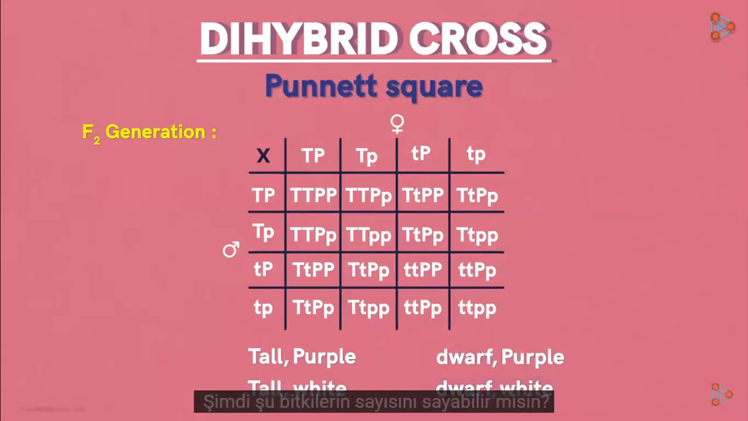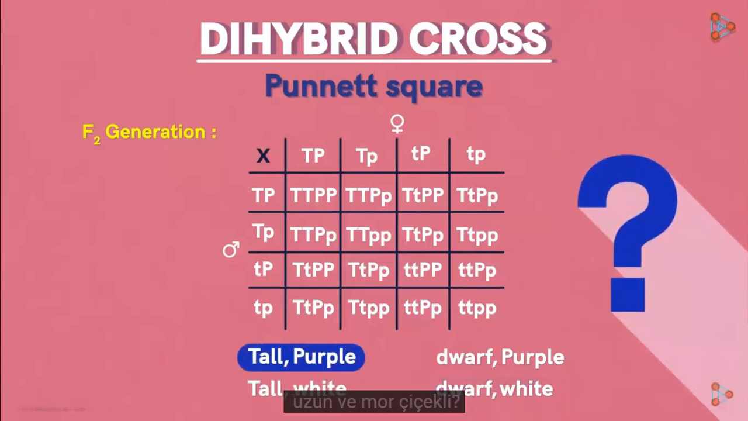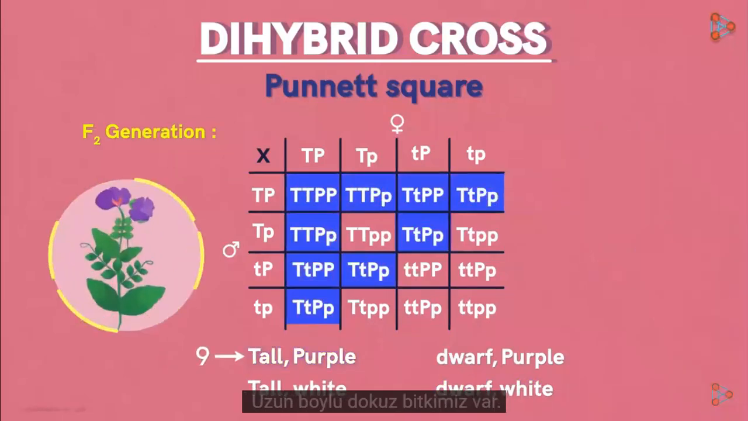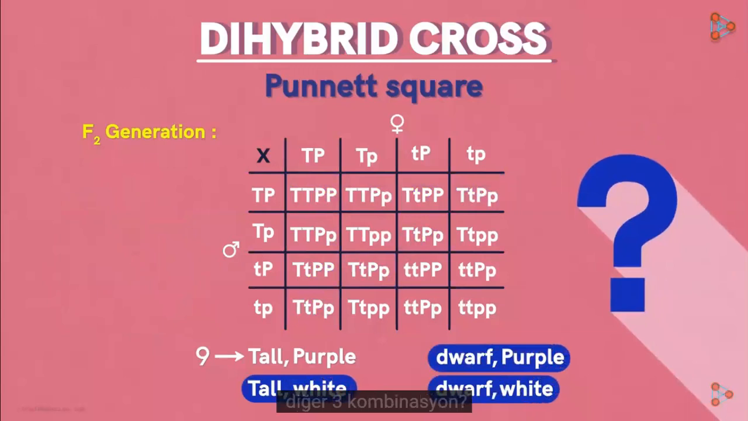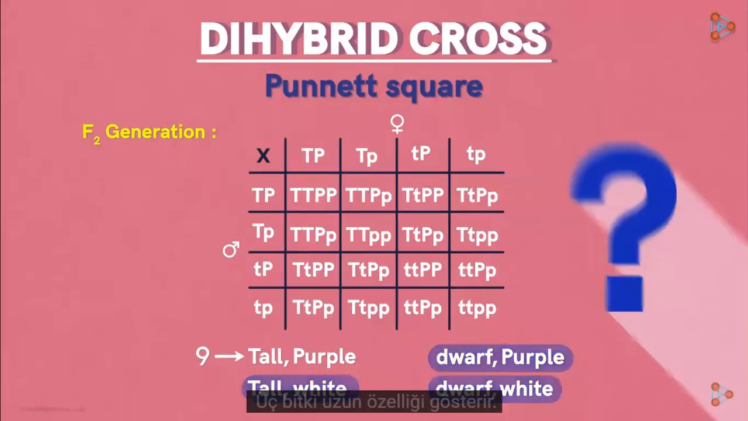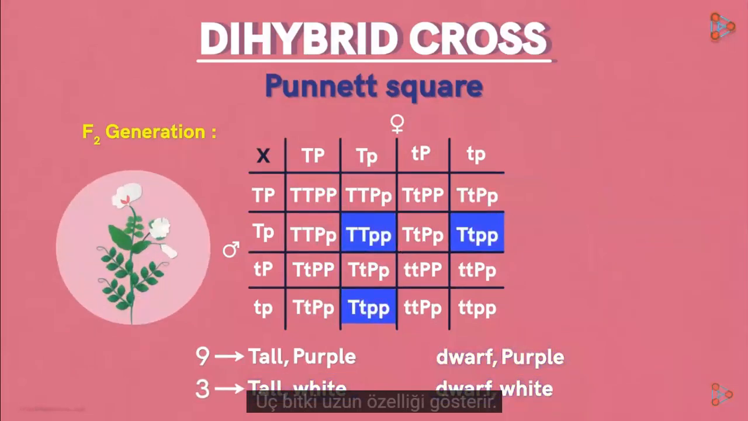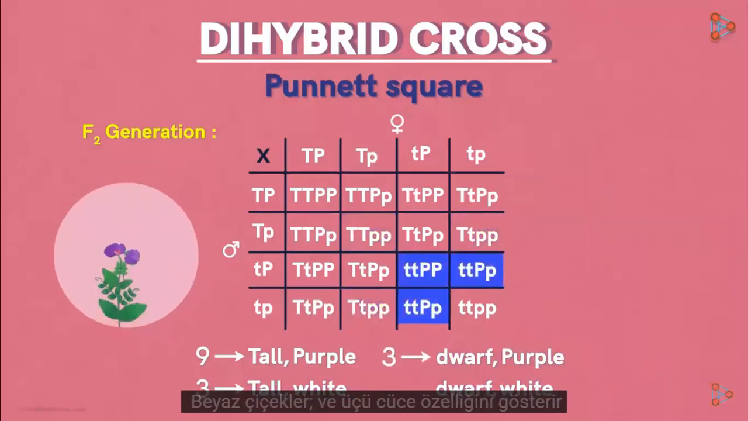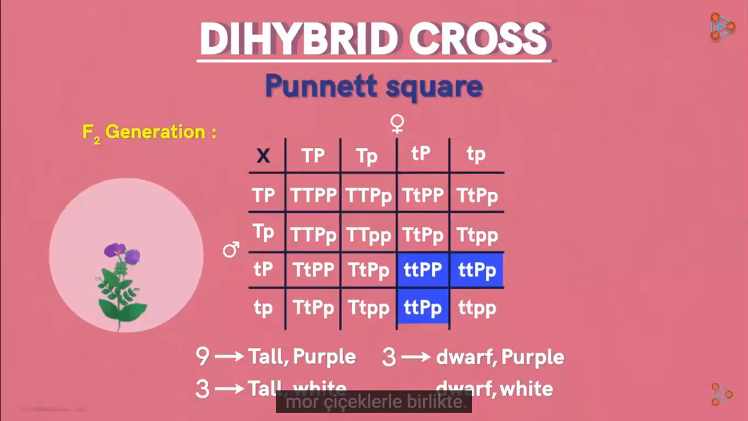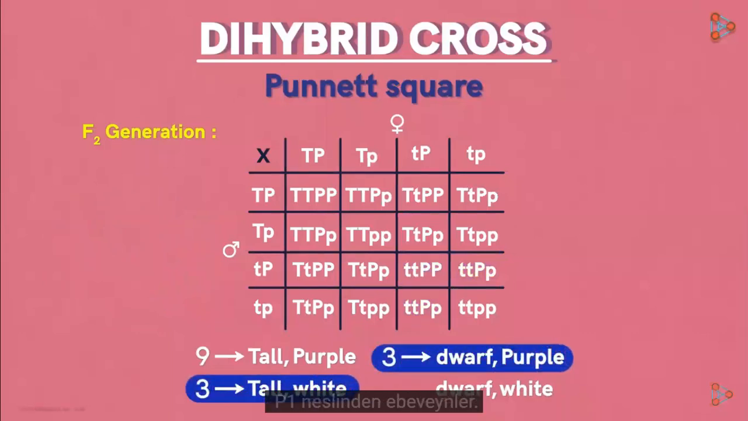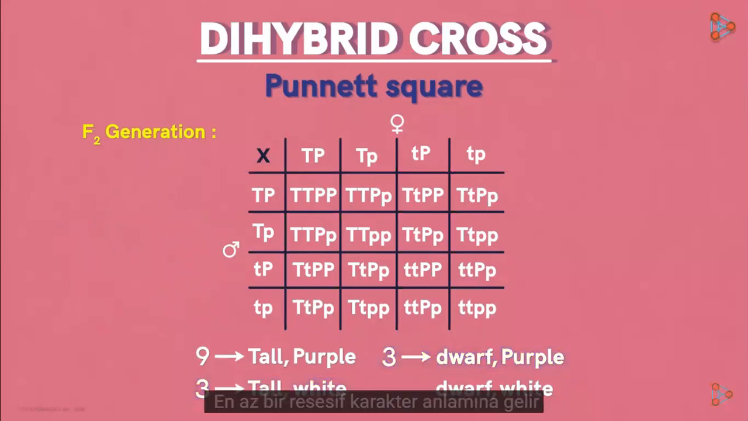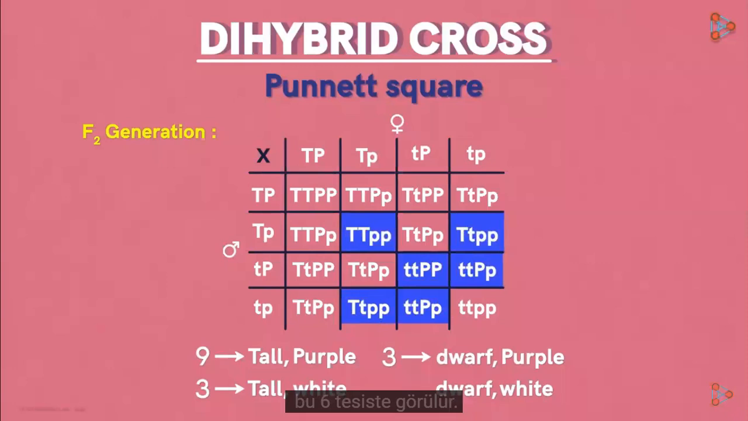Now, can you count the number of plants that are tall and with purple flowers? We have 9 plants which are tall and with purple colored flowers. Can you count the number of plants for the other 3 combinations? 3 plants show the tall trait along with white flowers, and 3 show the dwarf trait along with purple flowers. 6 plants in all have mixed characters of the parents from the P1 generation. It means at least one recessive character is seen in these 6 plants.